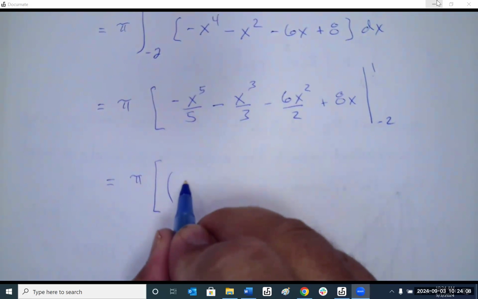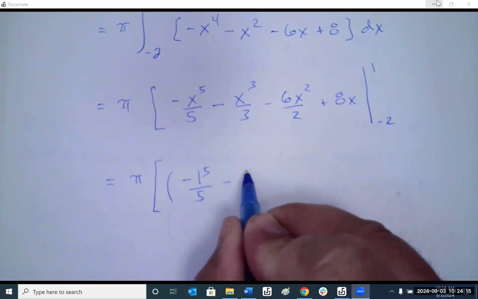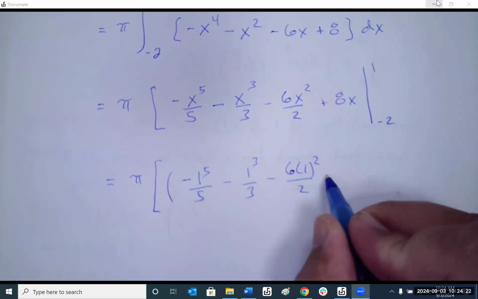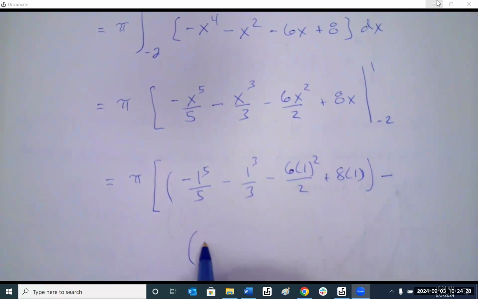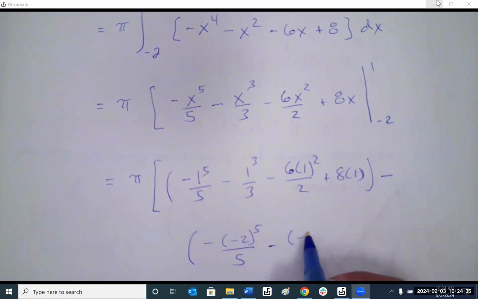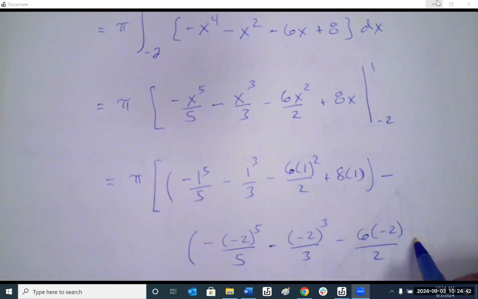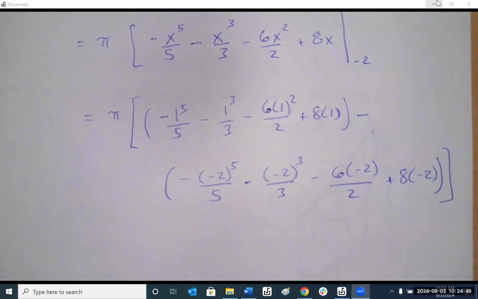So we put a 1 in front of all those x's. So we have negative 1 to the 5th over 5 minus 1 cubed over 3 minus 6 times 1 squared over 2 plus 8 times 1, minus negative 2 to the 5th over 5, negative 2 cubed over 3. Hopefully you're comfortable enough to at least get this far.